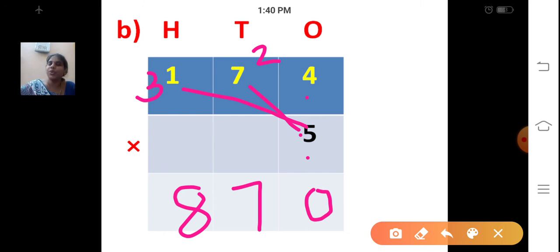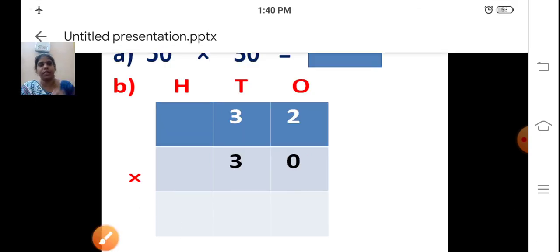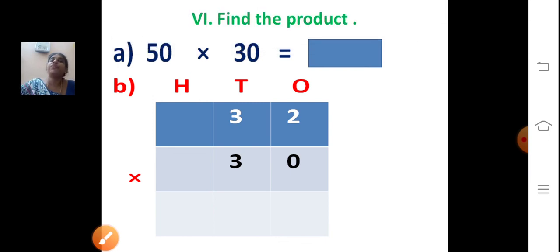Clear now? How to do multiplication by carried over method? Yes. Let's move on to the next one. So 50 into 30. When you have zeros at the last, what you have to do? Just leave the zeros. Remaining numbers we have to multiply, and just count how many zeros are left over. Write those zeros to the right of the answer.